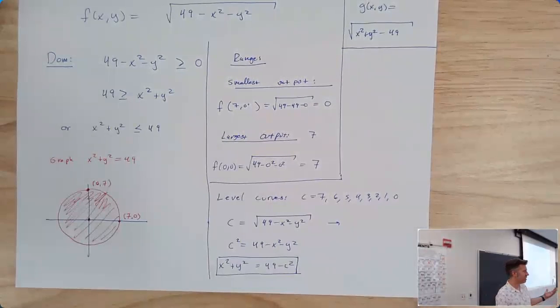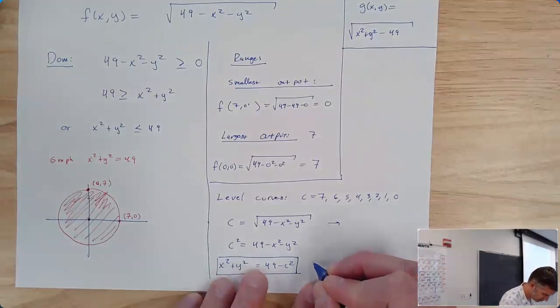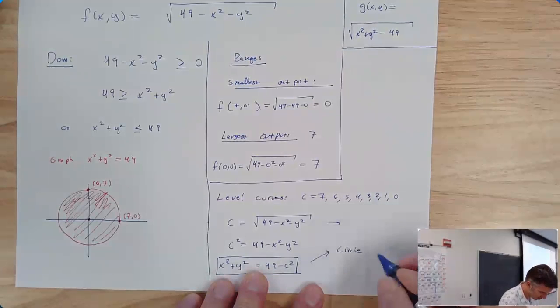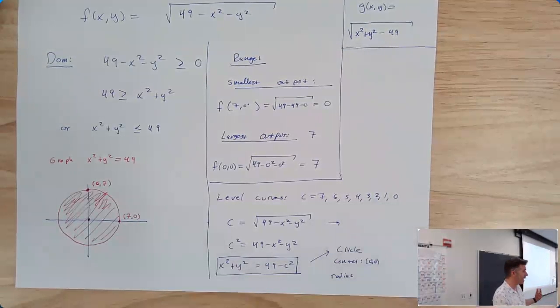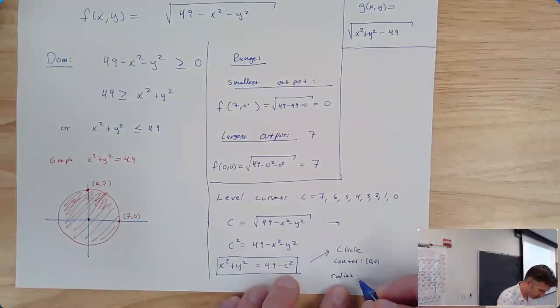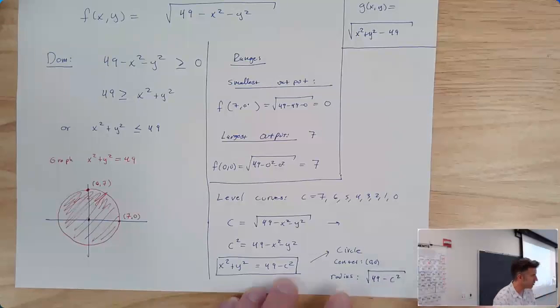Everyone's second or third favorite shape: a circle. It comes up a lot because you can't graph a square or rectangle nicely, at least make an equation nicely, but it's very easy to write the equation of a circle, which is probably why it's a common example. So when we see x squared plus y squared equal to a number, that's a circle. The center is the origin, and the radius depends on how high up we are. The radius is going to be the square root of 49 minus c squared.